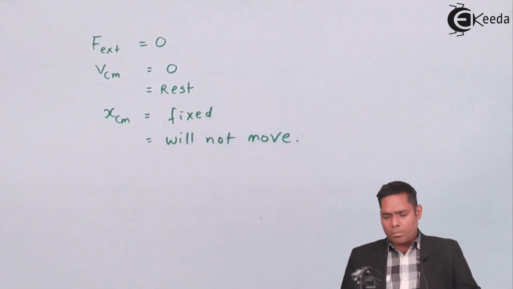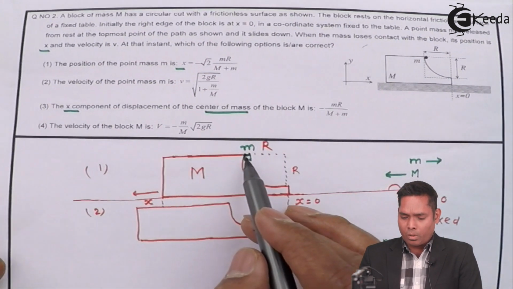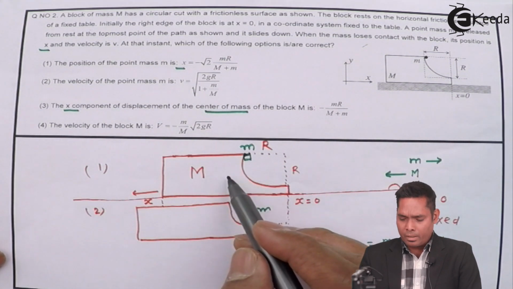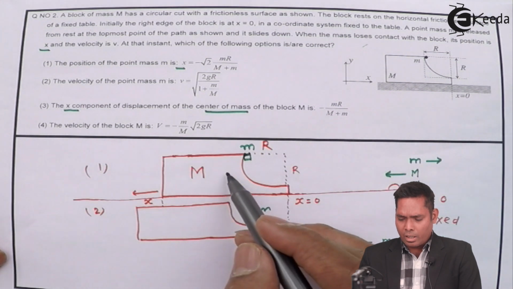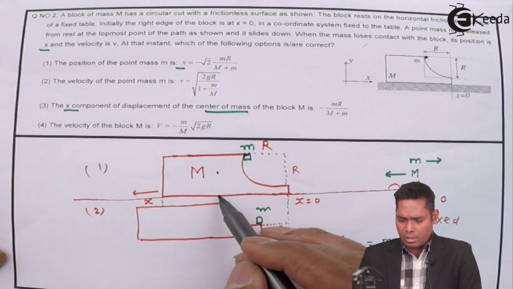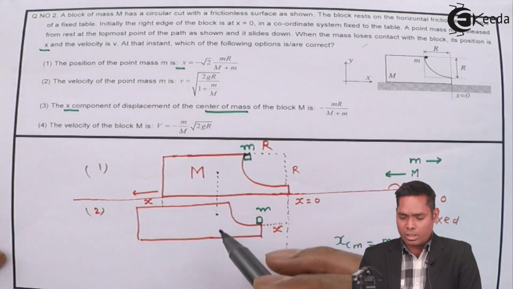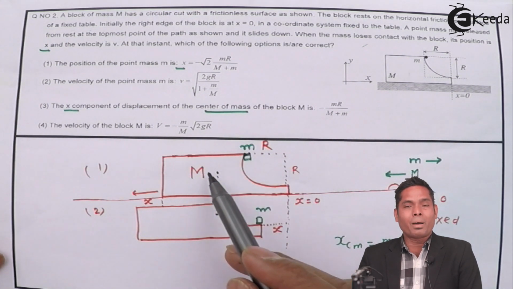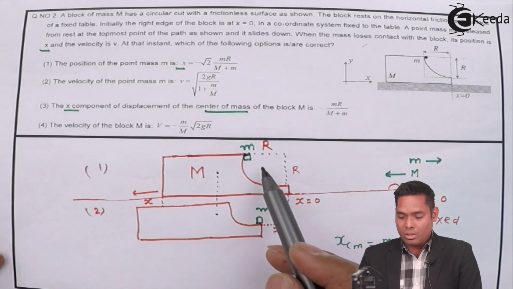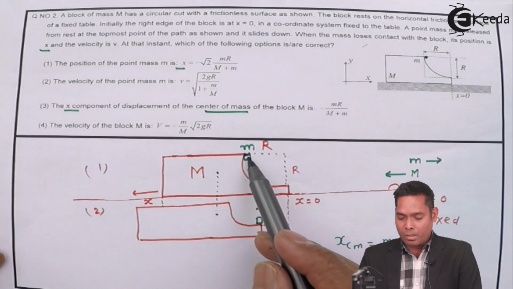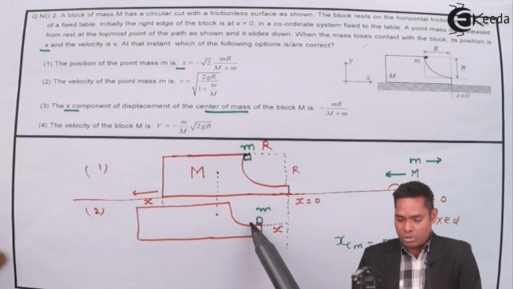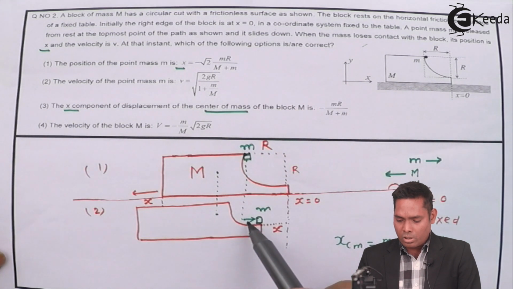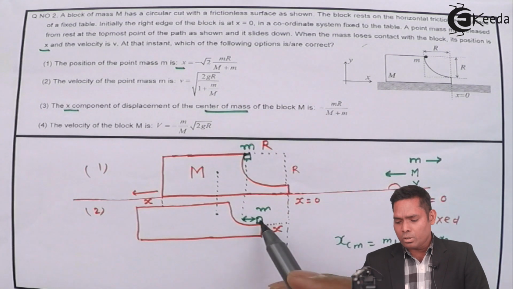The XCM, the center of mass of the system consisting of this small m and the capital M, wherever it might be, suppose it is here or there, will not move. So if it is here, then it will be there only. It will not change. But these two individual masses are moving, so their individual centers of mass are changing. Here the center of mass of this block is here, the small mass is here. Now they are displaced. Initially it was here, now it is here. So this is the change in the center of mass of this individual particle.